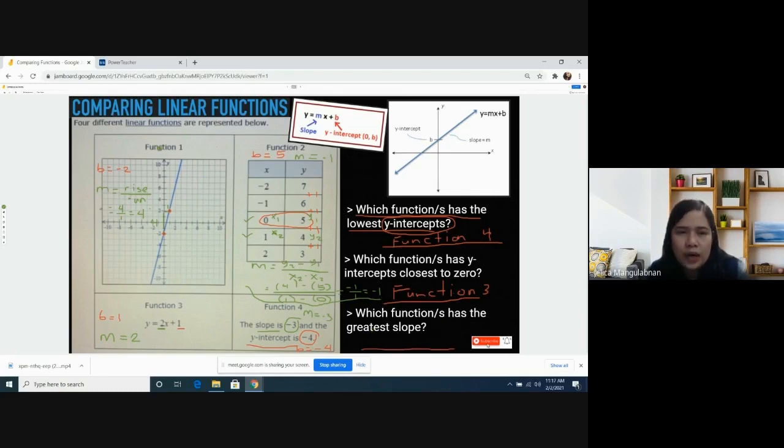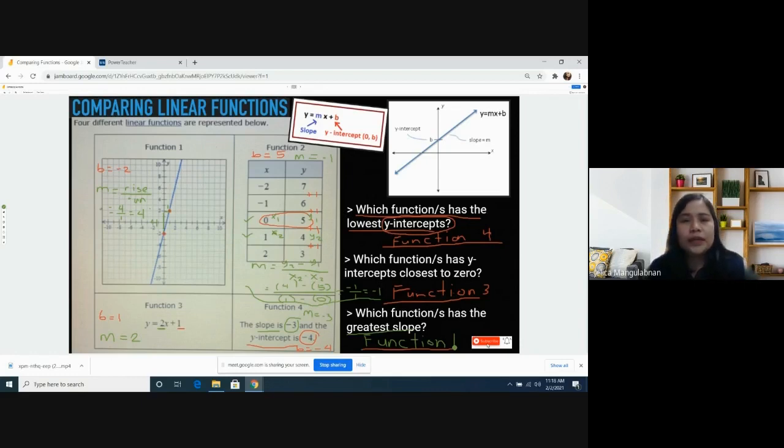Is it function 1, which has a slope of 4? Is it function 2, which has a slope of -1? Or function 3, which has a slope of 2? Or function 4, which has a slope of -3? Which function has the greatest slope? Perfect. So the answer is function 1, because function 1 has a slope of +4, and we're asking for the greatest slope, the highest slope. So we have function 1. Perfect. Questions?